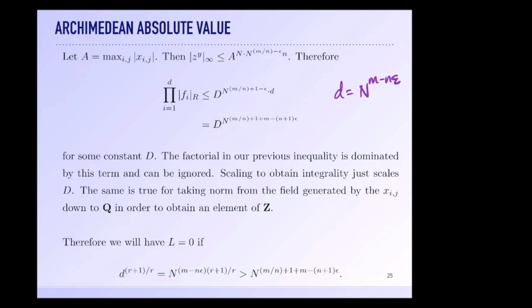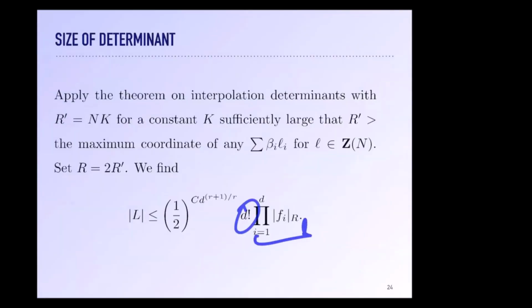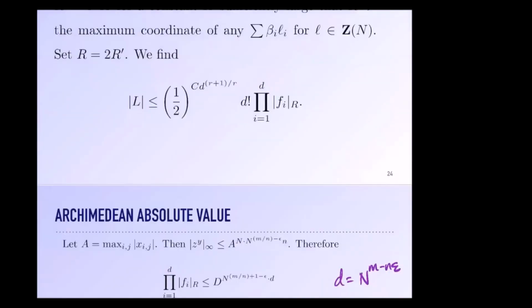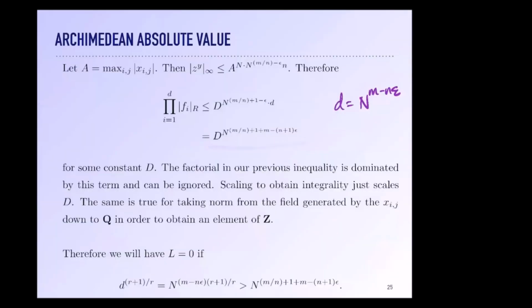Okay, so let me try to rush through this given the time. This factorial is much smaller than what we just estimated this to be, so I can ignore it. If I can dominate this term, I can certainly dominate the factorial. We need to make sure we're dealing with integers here, so you can scale to obtain integrality. That just scales this constant D. I'll leave that to you to check, which is, if these have a denominator, then you just multiply them all by D, but that just scales my absolute value. If I scale by some denominator to make this an algebraic integer, that just scales this D. So that doesn't do much.